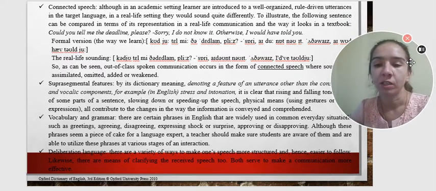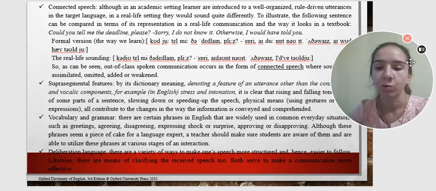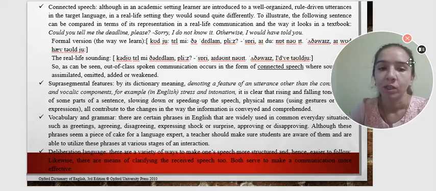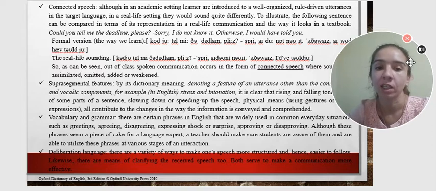The first is the aspects of connected speech. So what is connected speech? In an academic setting, learners are introduced to well-organized, rule-driven utterances in the target language. In a real-life setting, they would sound quite different. Students in an academic setting, at schools and institutions, learn to construct sentences grammatically, following some grammatical rules.